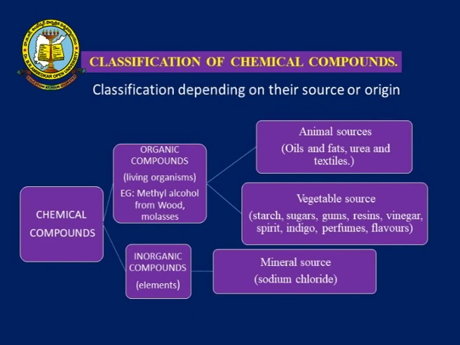So, for example, from animal sources, you can have oils, fats, urea, etc. And from vegetable sources, we can get examples such as starch, sugars, gums, vinegar, spirit, indigo, perfumes, etc.